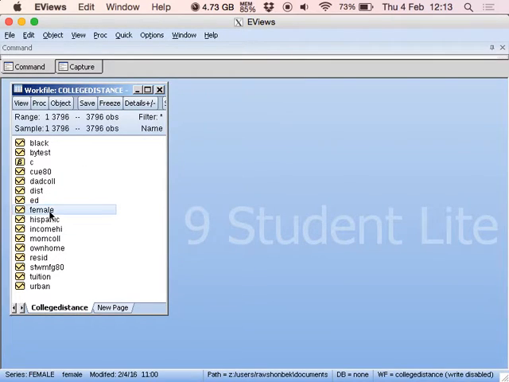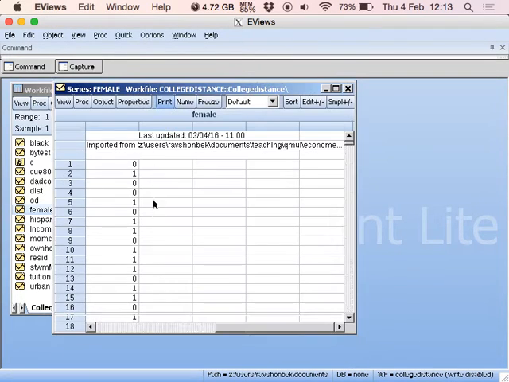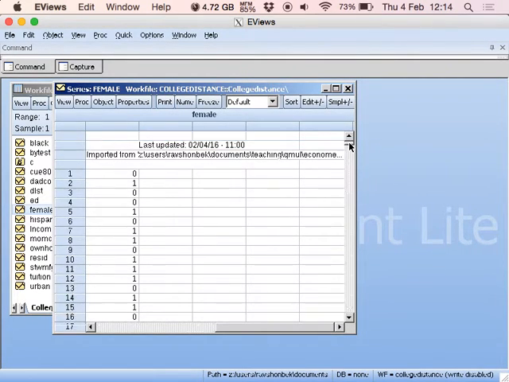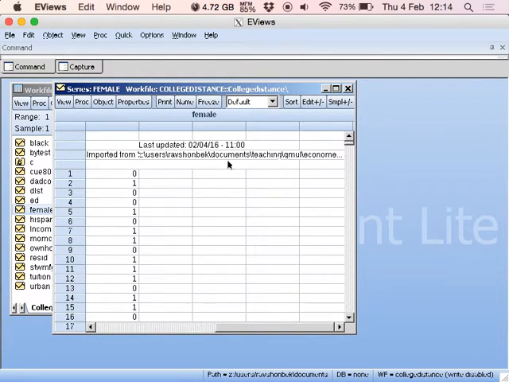So if you double click on the female variable, this is a spreadsheet for the female variable, and as you can see there are 3,796 people. Now the first person is male because the variable female takes 0. Second person is a female because it's 1. So this dummy variable female takes 1 if a person is female, otherwise 0. And these two people are males, female, male, and so on and so forth.